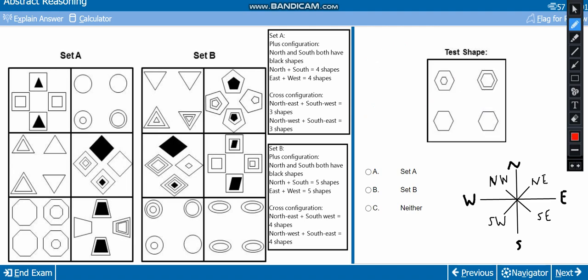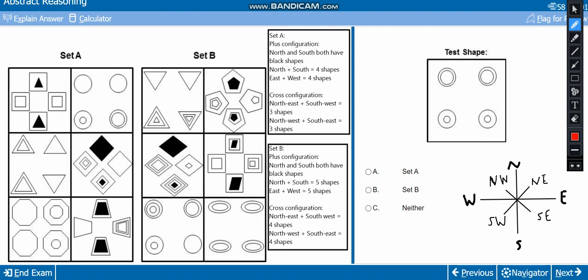And just like the question we just did, we have a cross configuration where these two shapes add up to 3, and these two shapes also add up to 3. There's 3 shapes between each pair, so therefore we can conclude that this shape would belong to set A.